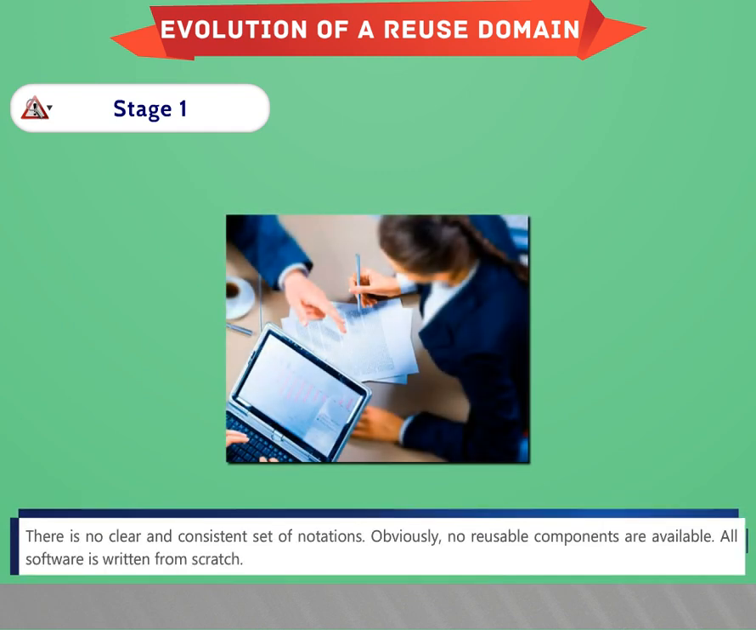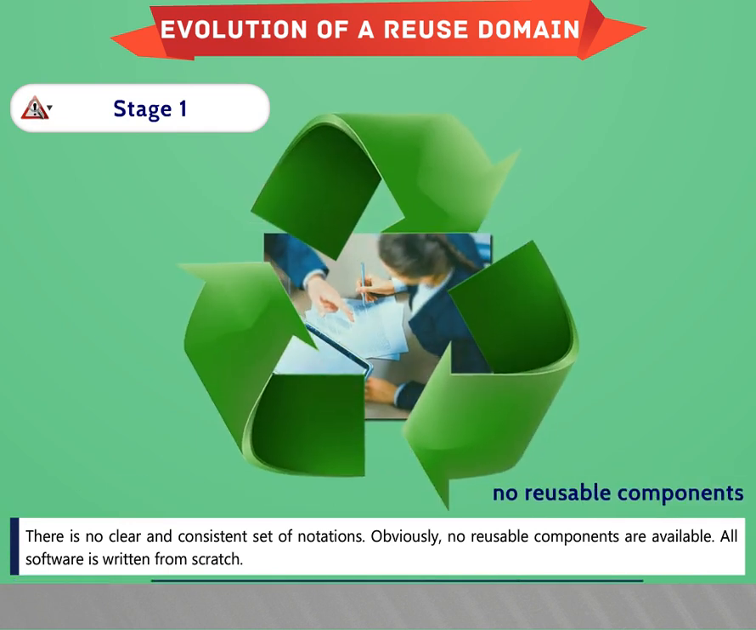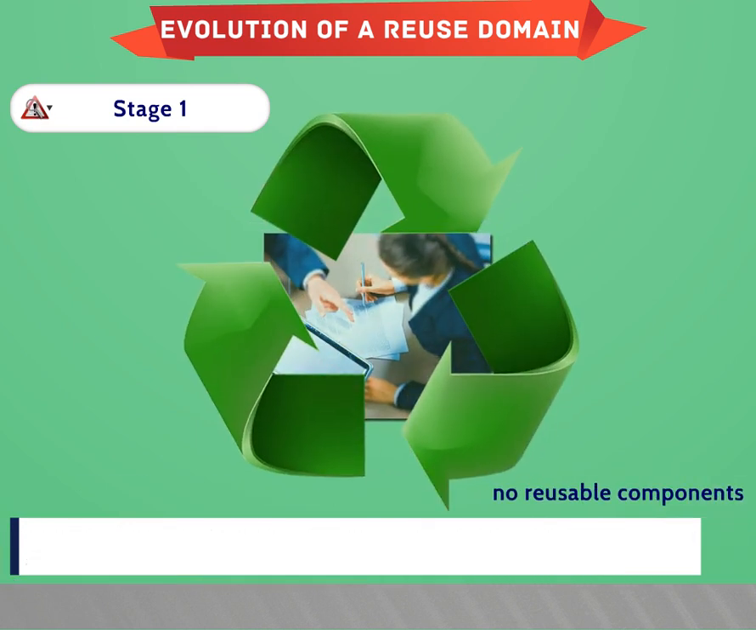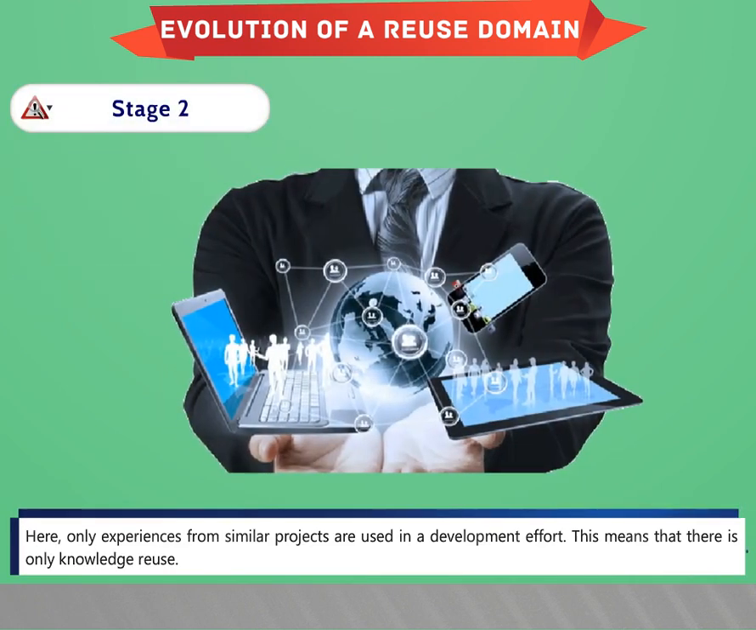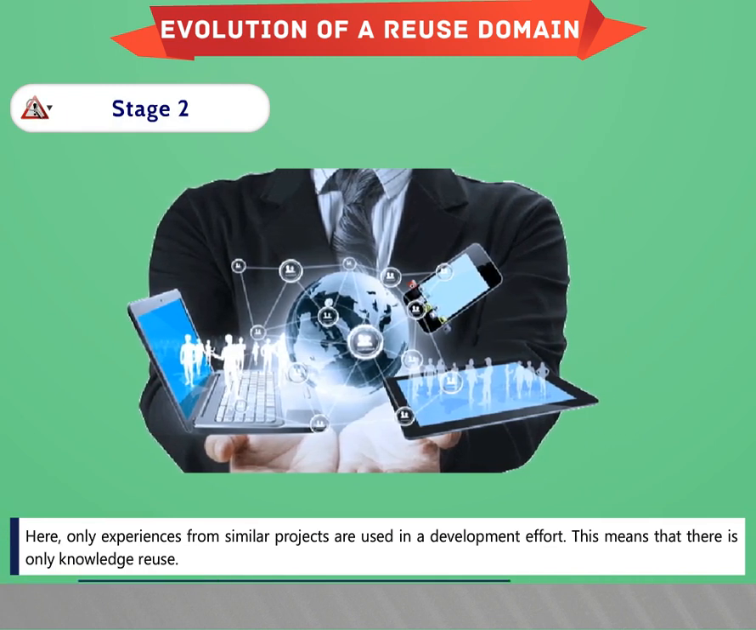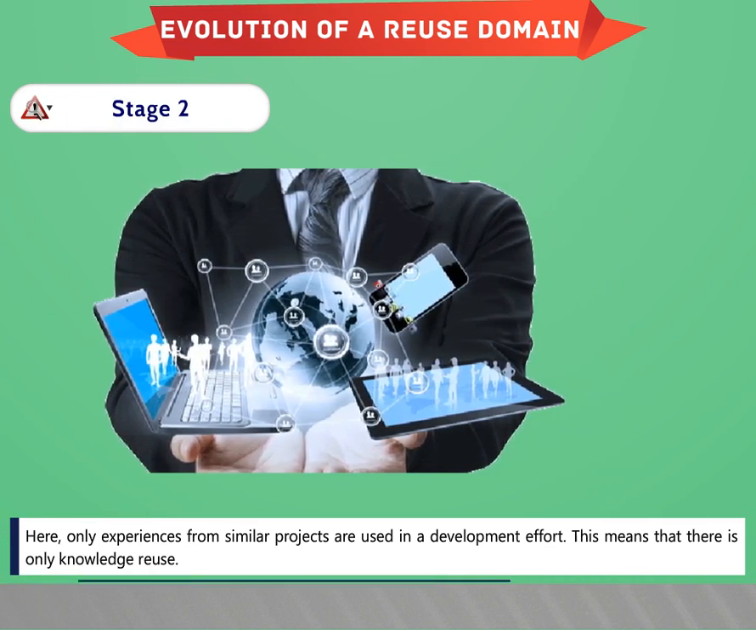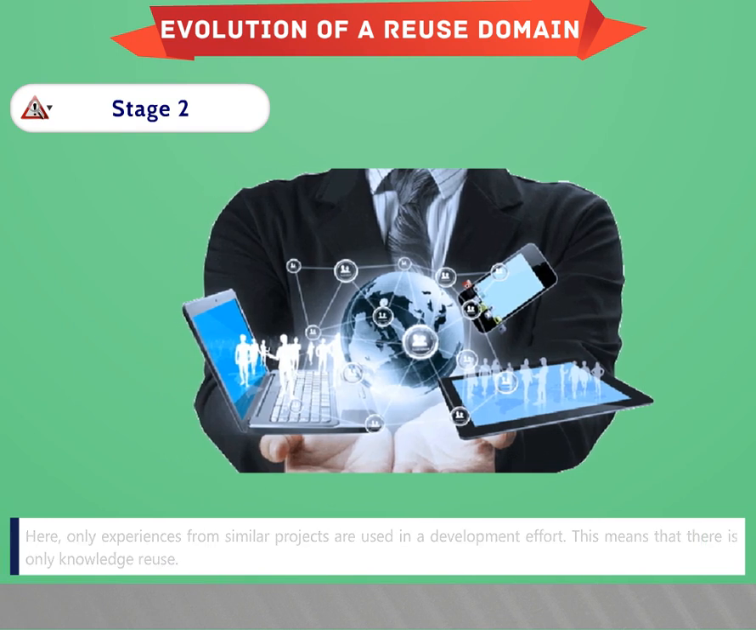Stage 1. There is no clear and consistent set of notations. Obviously, no reusable components are available. All software is written from scratch. Stage 2. Here, only experiences from similar projects are used in the development effort. This means that there is only knowledge reuse.